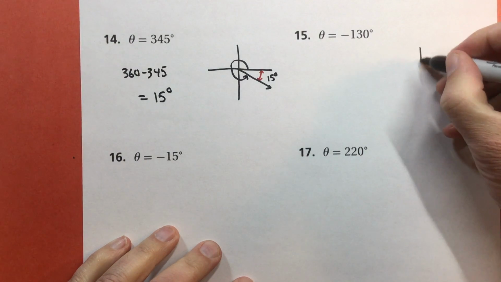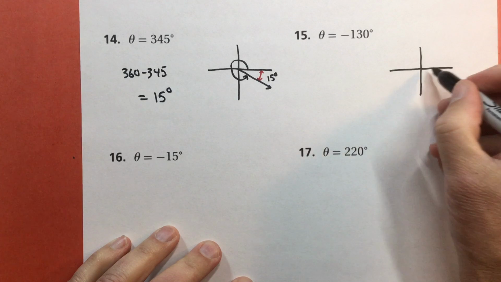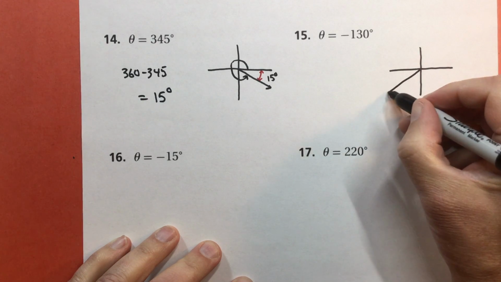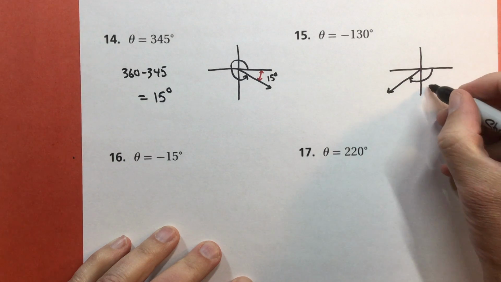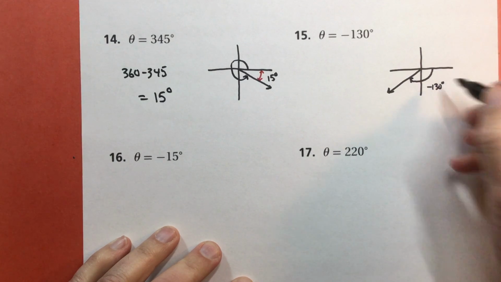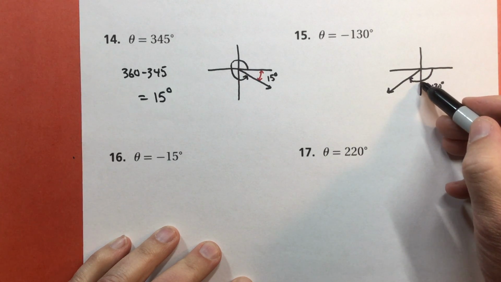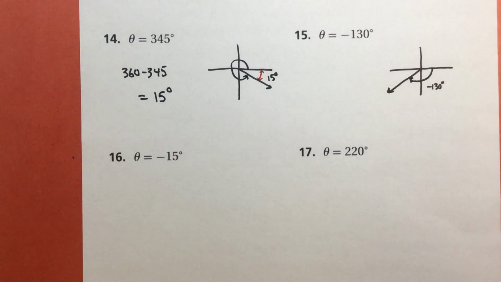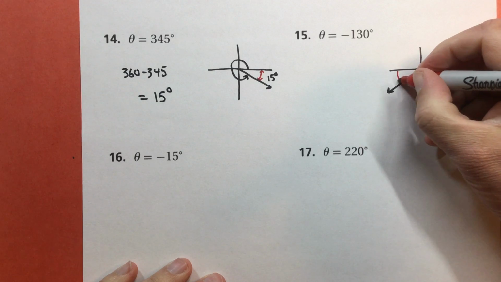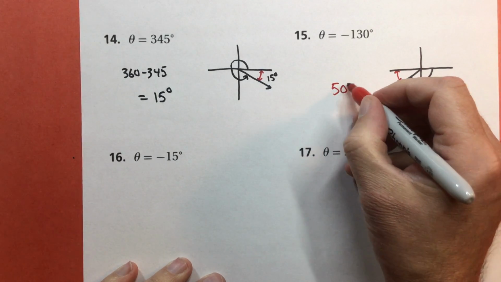Number 15. Negative 130 is going to end up over here someplace. So the negative 130 degrees, with the negative, tells me I'm going to go clockwise. I went 90 and I went an extra 40. How much further would I need to go to get to 180? This angle right here is going to be 50 degrees.